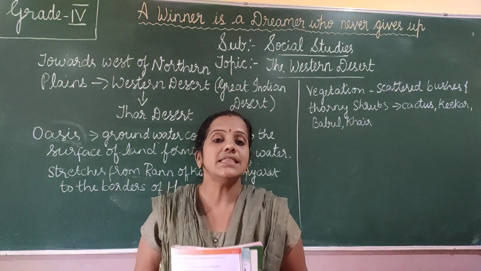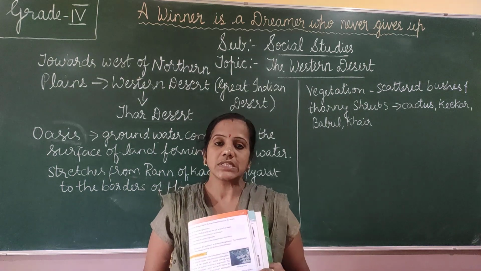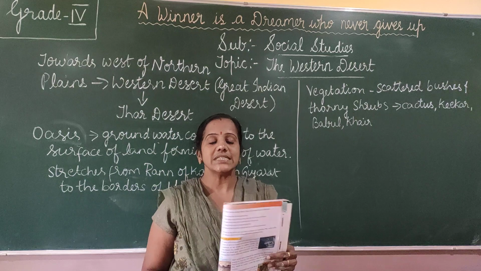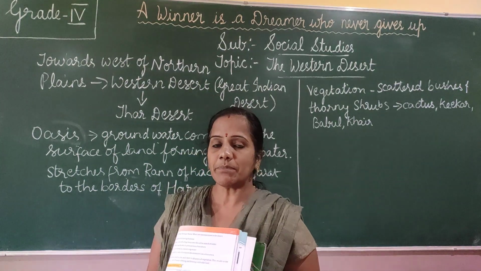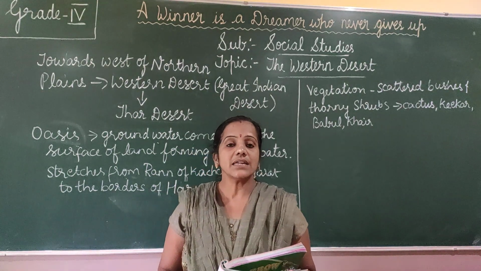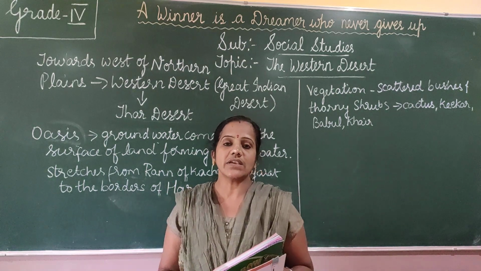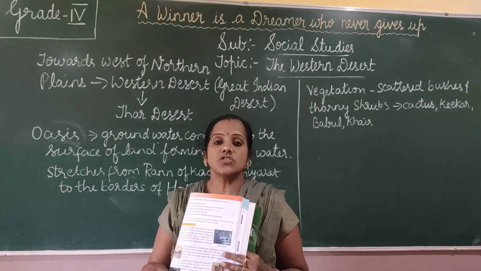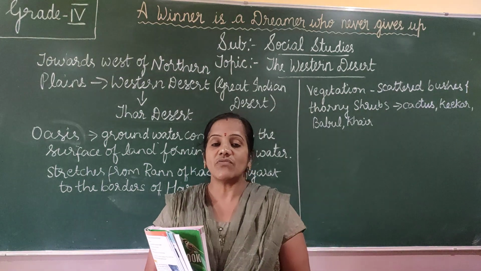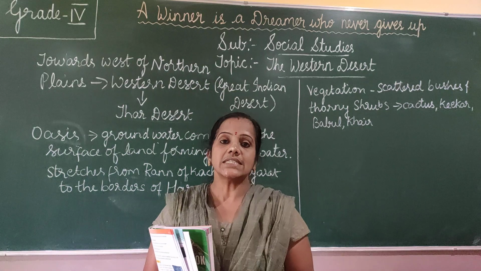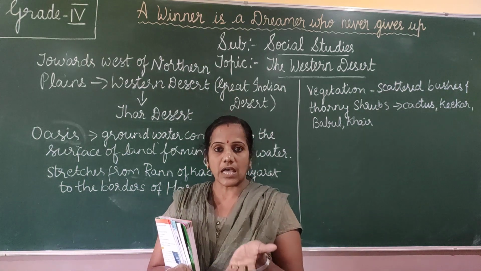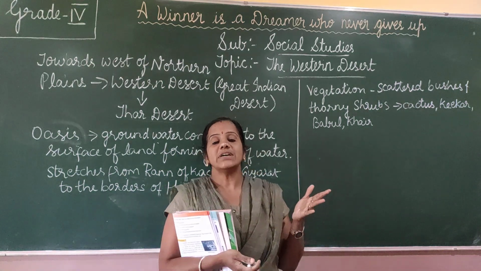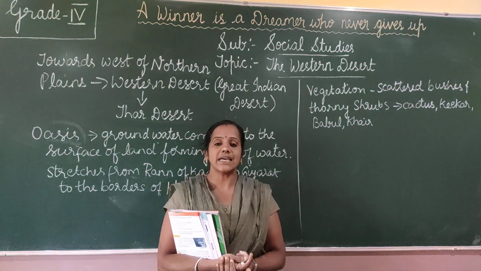A desert is a land covered with loose sands. It is a flat area covered with loose sands. At some places in the desert there are some sand hills, which are called sand dunes. So how are the sand hills formed? Due to the pressure of the wind, when the wind is blowing, the sand is blown along with the wind, and it forms a hill of sand. So we call it sand dunes.